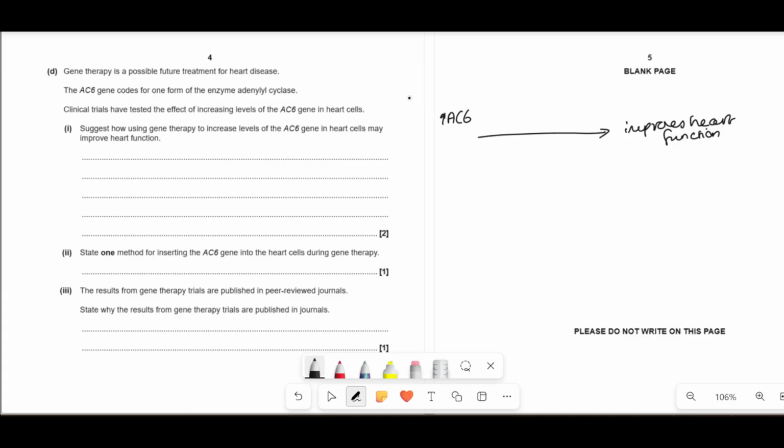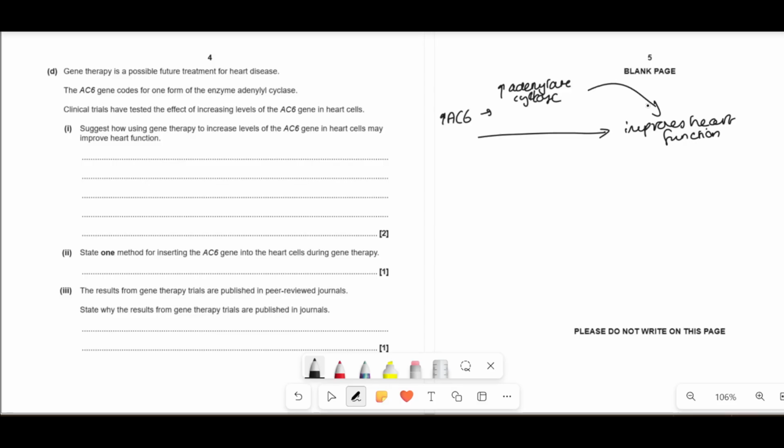If I increase AC6, what does that mean? It codes for one form of the adenylyl cyclase. So that means if we've got more AC6 gene, we've got more adenylyl cyclase, right? So cyclase. That's all we've got. That's all the question's told us. And they just told you that if you increase AC6, that must mean you're increasing adenylyl cyclase, and so for some reason that improves heart function.